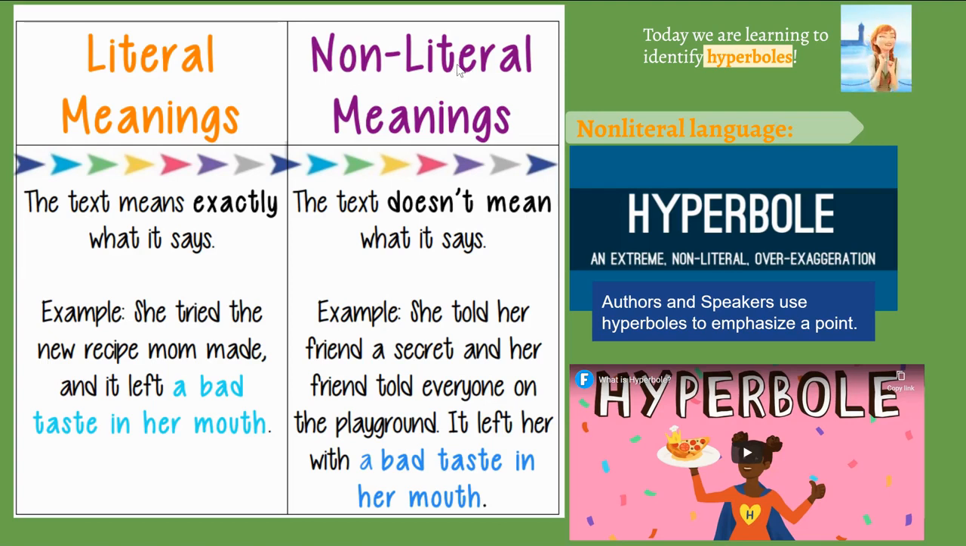Non-literal language or non-literal meanings are when the text doesn't mean what it says. So for example, she told her friend a secret and her friend told everyone on the playground. It left her with a bad taste in her mouth. This doesn't mean that there was an actual bad taste in the person's mouth. What this means is that she was left with a bad impression after she told her friend a secret and her friend told everybody else.